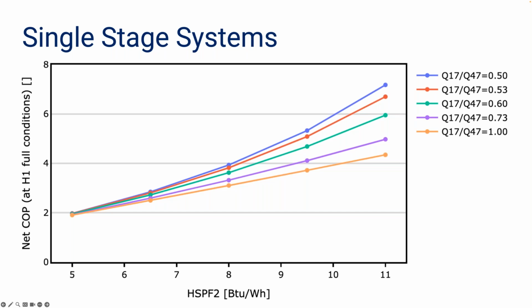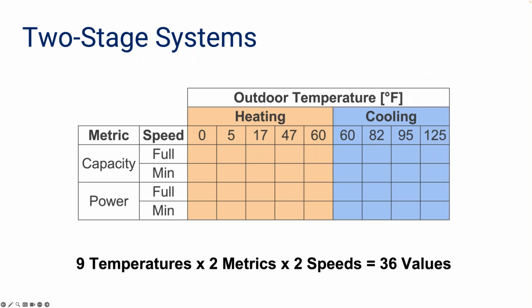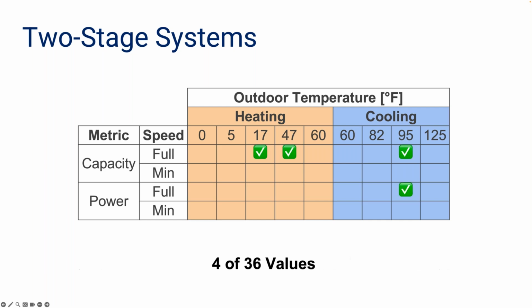All right. So that completes the single stage systems. Now we move on to two-stage systems. For two stages, it's the same number of temperatures, same number of metrics, but now we have two stages. So now we're up to 36 values that we have to fill in. And I'm hopefully going to go through this a little bit faster because I think you kind of get the idea.